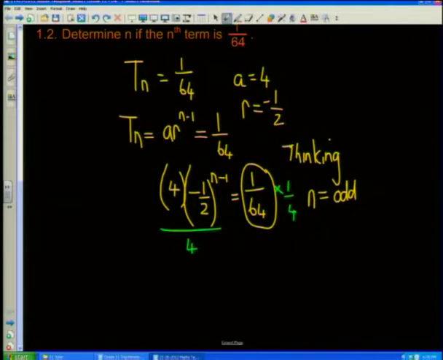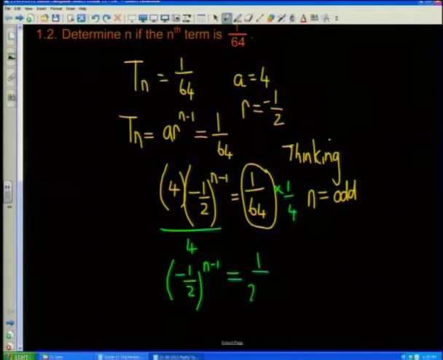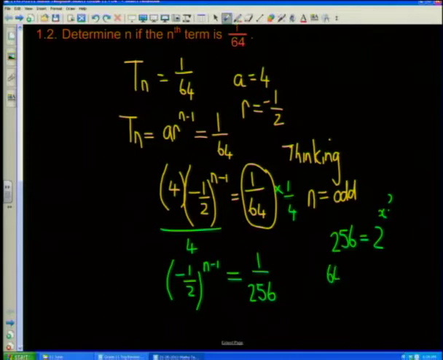And so now I am left with negative a half to the exponent n minus 1 is equal to... Now, of course, I can take 64 and multiply it up, and I'm going to get 64 times 4 is 256, all right? But what I might be more interested in doing is thinking about 256 as being 2 to the power of what? Okay, so that's what I'm thinking. Now, I know 64 is 2 to the 6, and I know that 4 is 2 to the 2, so that's why I'm thinking that 2 to the 8 is 256.